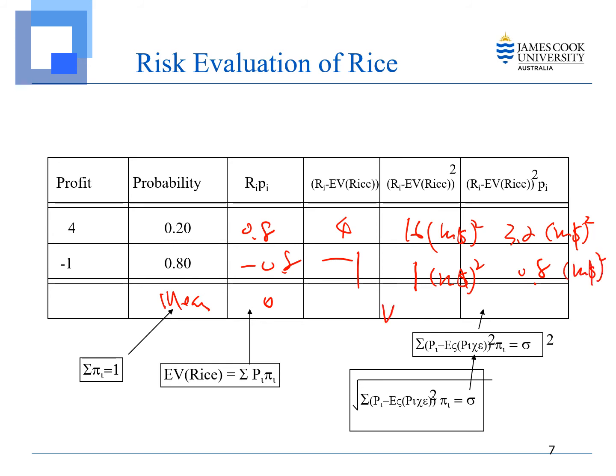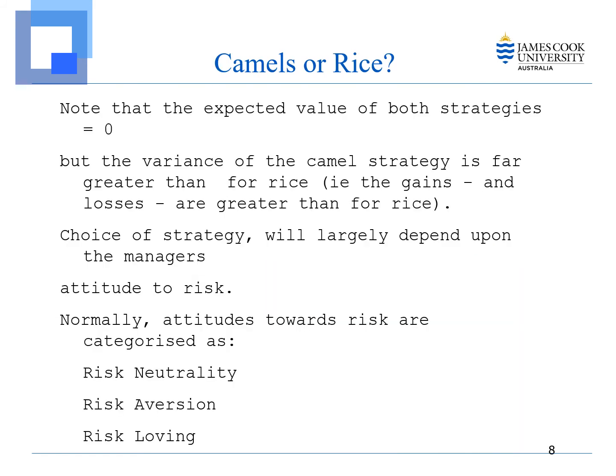Adding up, we get a variance, which is $4 million squared. And calculating the risk, the standard deviation is $2 million. Right, so we have now calculated the expected profit of planting rice and the risk associated with planting rice. Then we can make a decision based on these two pieces of information.